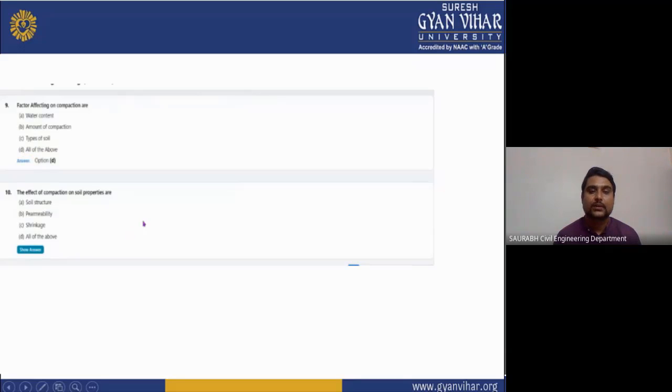Okay. Now come to the last question. The effects of compaction on soil properties are: soil structure will change, permeability will also decrease, shrinkage will also decrease. So here, again, your right answer will be all of the above. Your right answer will be D here.